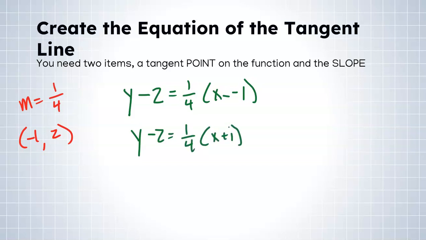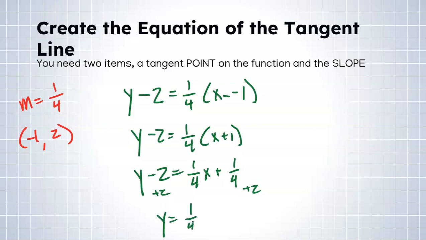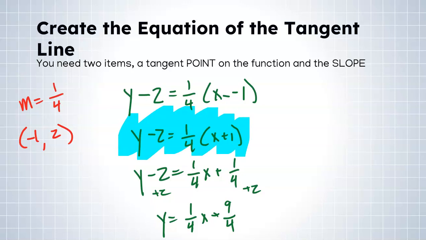Again, I could stop right there and be totally happy, but obviously I could continue to put it into a different form. 1/4 x plus 1/4. If I do a little bit of distribution and add the 2, I get y equals 1/4 x plus 1/4 plus 2, which is 2.25, or as a fraction, if you want to keep everything in fractions, 9/4. Whether you are asked to put it in any form, this answer would be totally fine. If you need specifically slope-intercept form, you could do that right there.